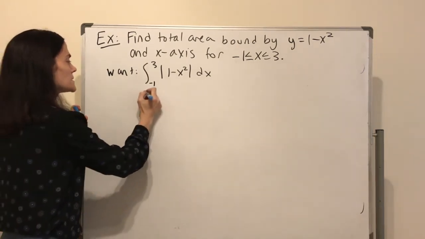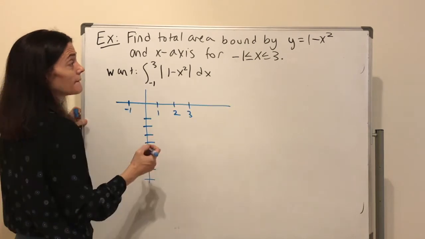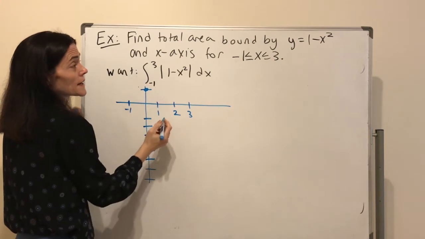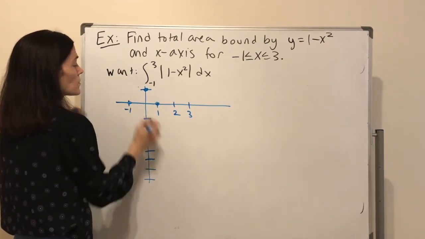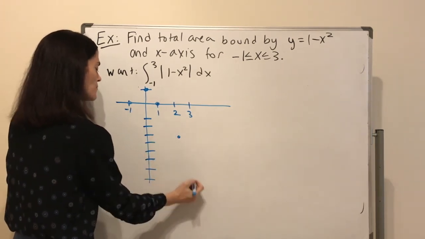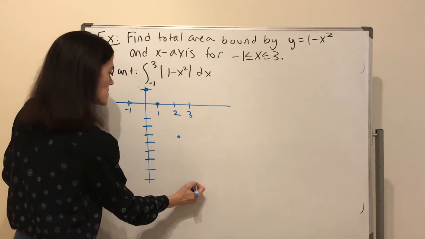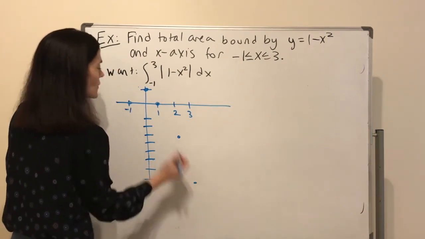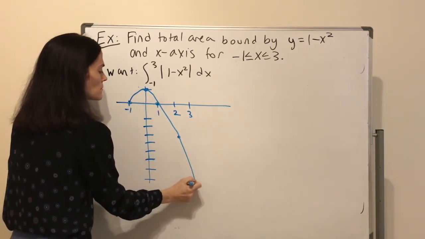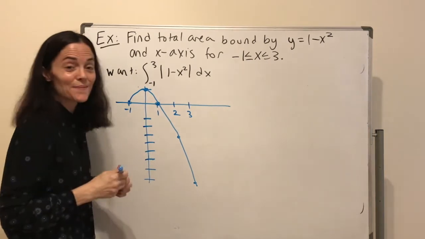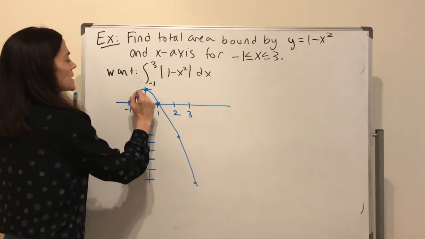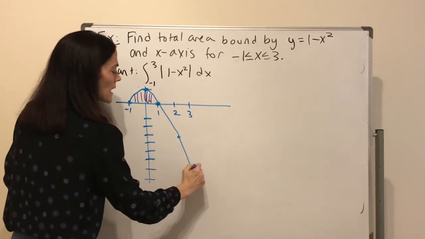Okay, so let's sketch a graph now. At 0, the function value is 1. At 1 and minus 1, we're at 0. At 2, 1 minus 4 is negative 3. And then at 3, we are at negative 8, which is down here. And more or less, this is the shape of the graph.